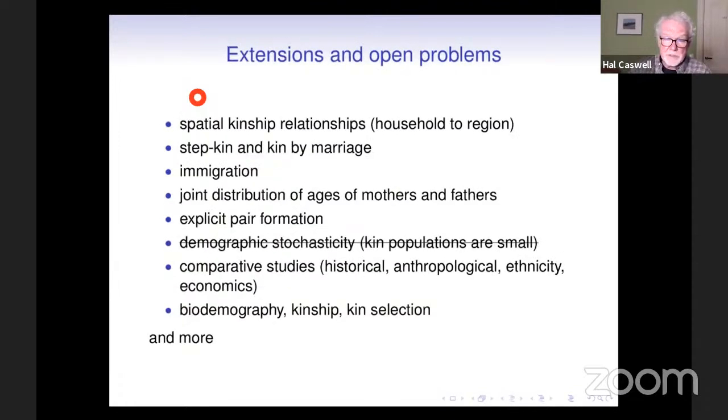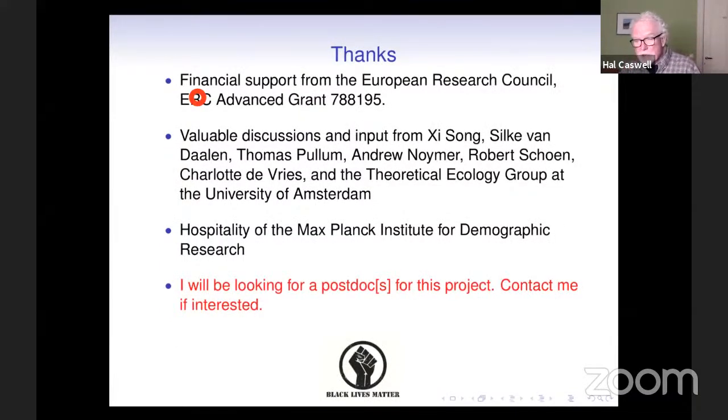There are a lot of extensions that still need to be done. How would you put spatial relationships in here? How would you put in step kin, kin by marriage? That one is really, really hard. I mean, immigration, joint distributions of ages of mothers and fathers, explicit pair formation. I don't even know how to think about that one. Comparative studies: these examples that I've used are just little examples, but what about serious comparative studies of anthropological or historical or economic differences? And finally, there are interesting biodemography questions about kinship and more. There's always more. So thank you very much.